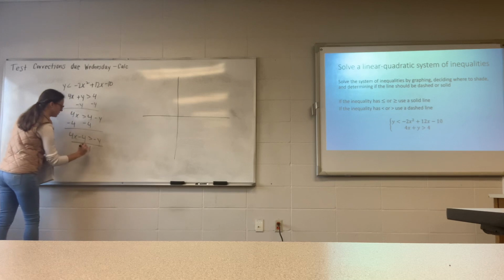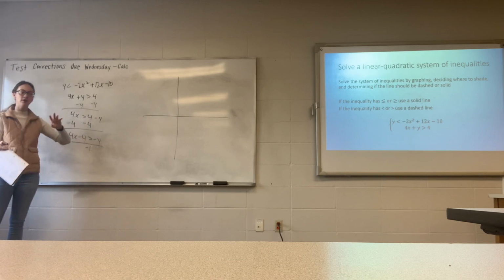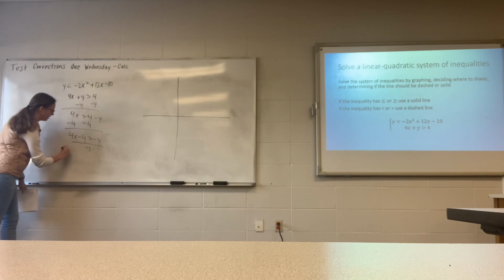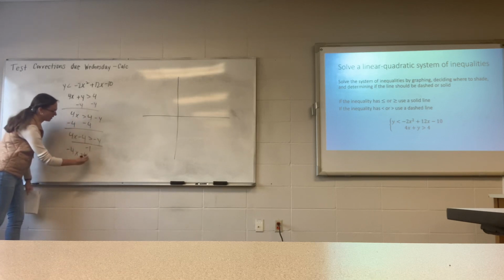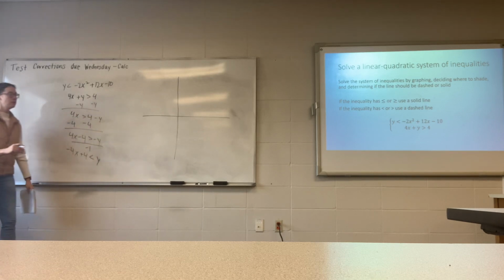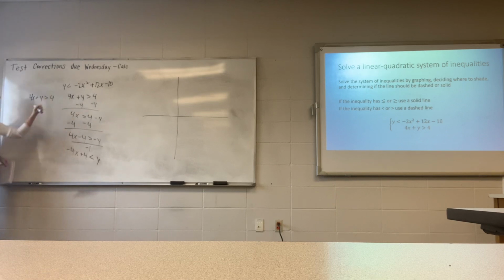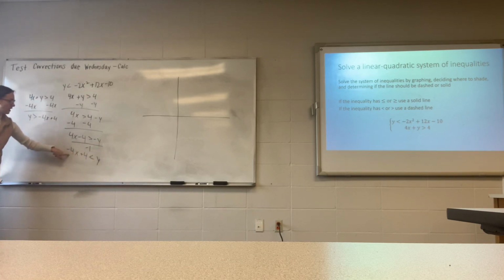Okay, so the only thing, you guys, when you end up dividing, like if your y is negative and you need to divide, you need to flip your sign. So we actually are going to have negative 4x plus 4 is less than y, if we flip our sign. If we had started with 4x plus y is greater than 4 and just subtracted the 4x, we'd have y is greater than negative 4x plus 4, which is the same thing.